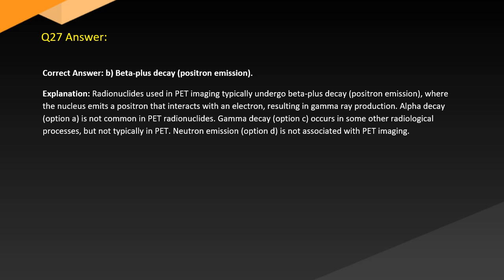Explanation. Radionuclides used in PET imaging typically undergo beta plus decay, positron emission, where the nucleus emits a positron that interacts with an electron, resulting in gamma ray production. Alpha decay, option A, is not common in PET radionuclides. Gamma decay, option C, occurs in some other radiological processes, but not typically in PET. Neutron emission, option D, is not associated with PET imaging.